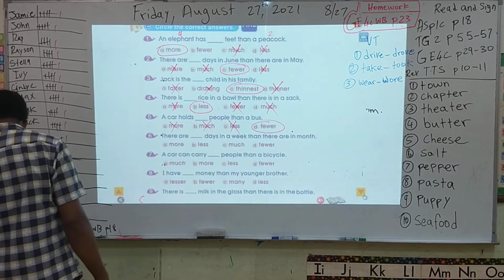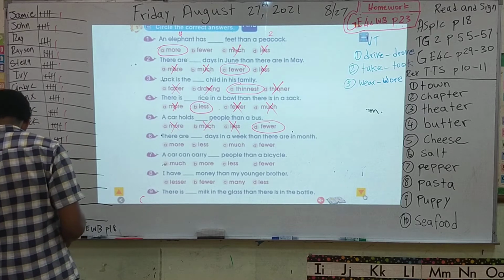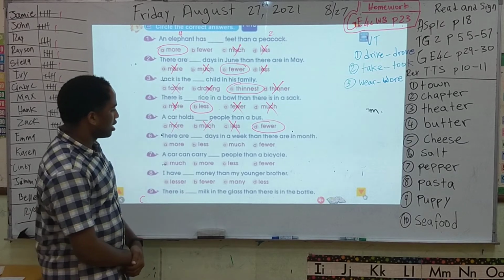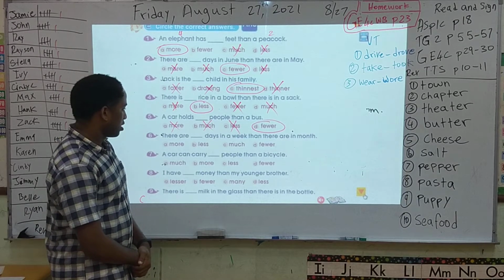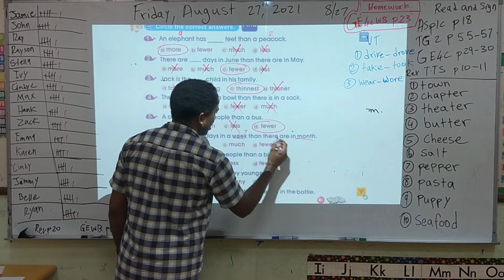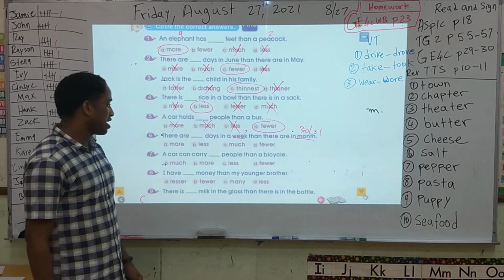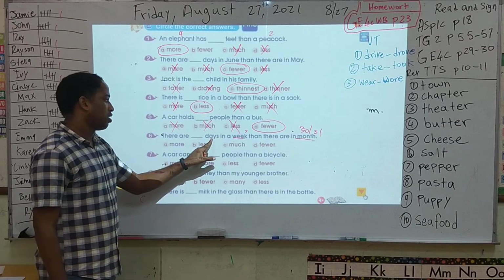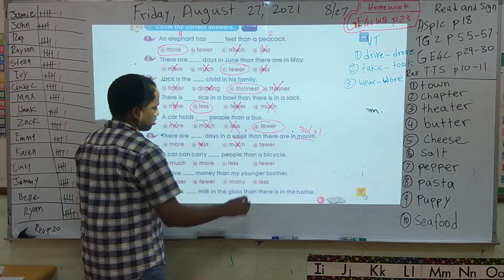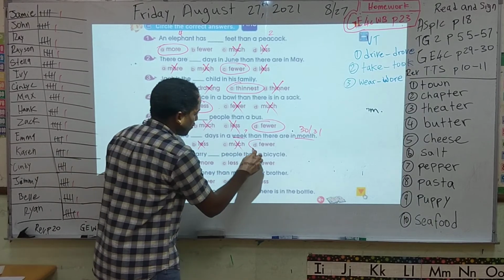Okay? Now we're going to go to, okay, good. There are dash days in a week than in a month. A week only has 7 days. A month can have 30 or 31 days. Okay? So which one has more? There are more days in a week? Days, you can count days. Good. So there are more days in a week? No, there are fewer days.